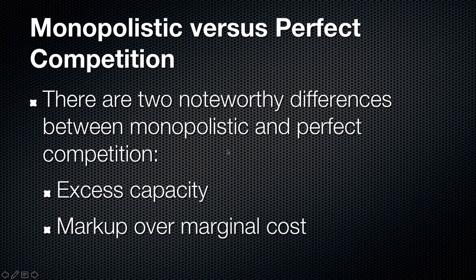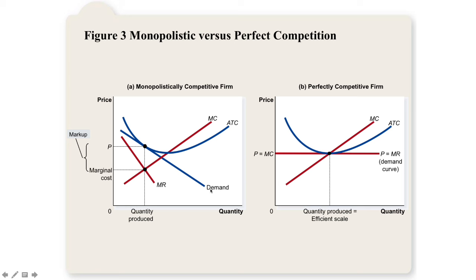Now, there are two significant differences between monopolistic competition and perfect competition. The first is excess capacity, and the second is markup. Okay, so monopolistic competition, they produce where MR equals MC. They charge a price higher than that. They mark up the price, and it causes dead weight loss, right? Okay, so like monopoly, there's dead weight loss.